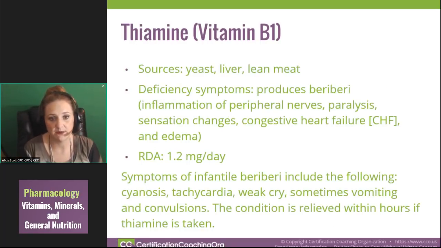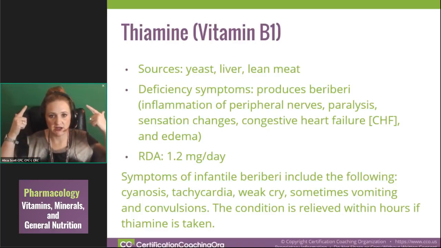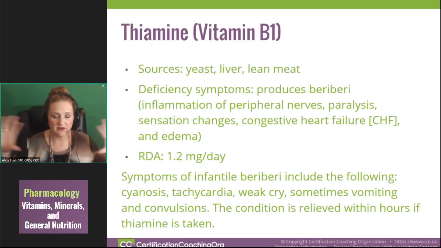Thiamine, which was that B1, we already talked about where you can get it. 1.2 milligrams is what is suggested that you get a day. Peripheral nerves, just if you're not aware of that, that's all of the nerves that are not associated to the brain and the spinal cord. So everything else that's not the brain, the spinal cord, on the nervous system is peripheral nerves. Deficiency can cause paralysis, tingling in your hands and feet. You can also have problems with congestive heart failure, so CHF.